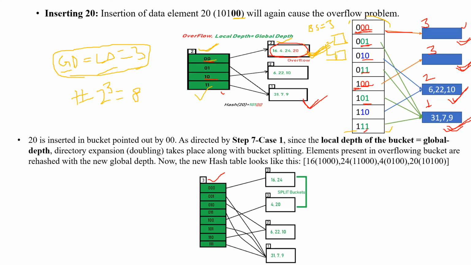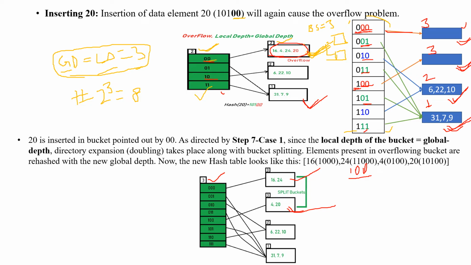So if you check the last 3 digits of 16, the 3 LSB bits are 0, 0, 0. So this 16 is going to be stored here. And 4 also: if you check the 3 LSB bits, you will get 1, 0, 0. So check, 4 is going to be stored where? 4 is going to be stored there, because the 3 LSB bits are 1, 0, 0.